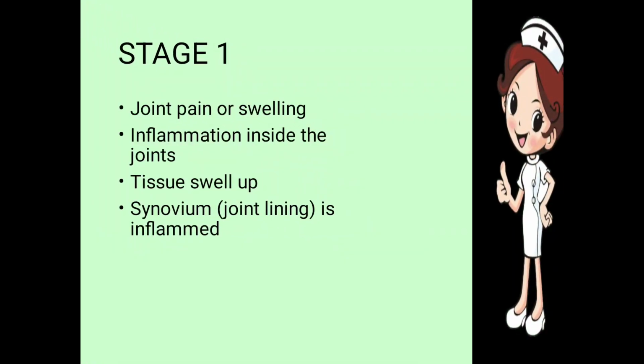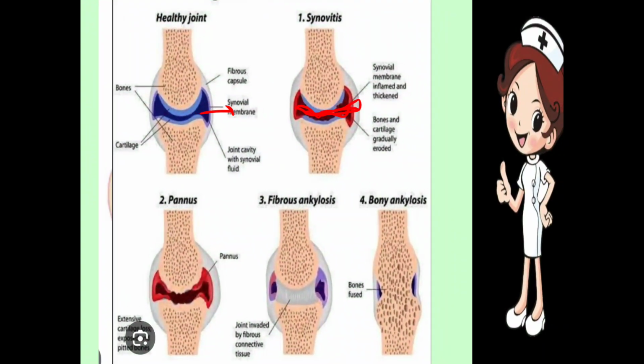First stage. In the first stage, joint pain or swelling takes place. Inflammation inside the joints. Joints are present between the two bones, and the inflammation or swelling takes place between the two bones. The tissues present between the two bones swell up, due to which we will feel pain. Synovium, which is the joint lining, gets inflamed. So inflammation of the joints takes place in the first stage.